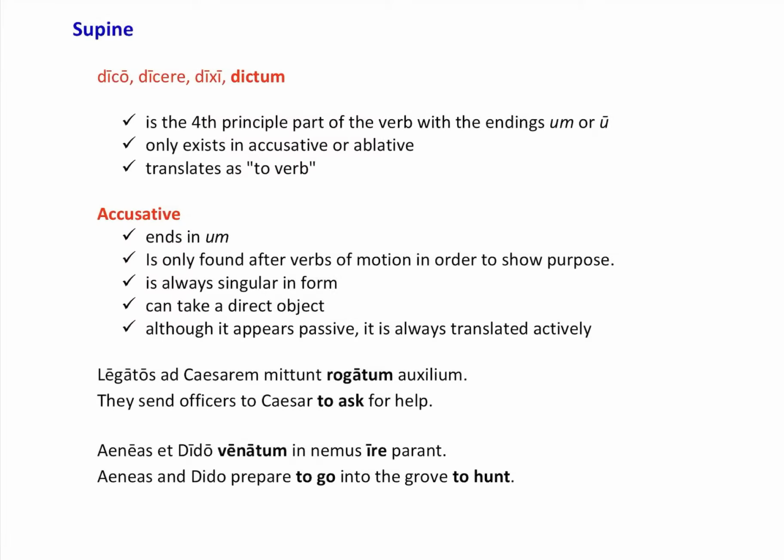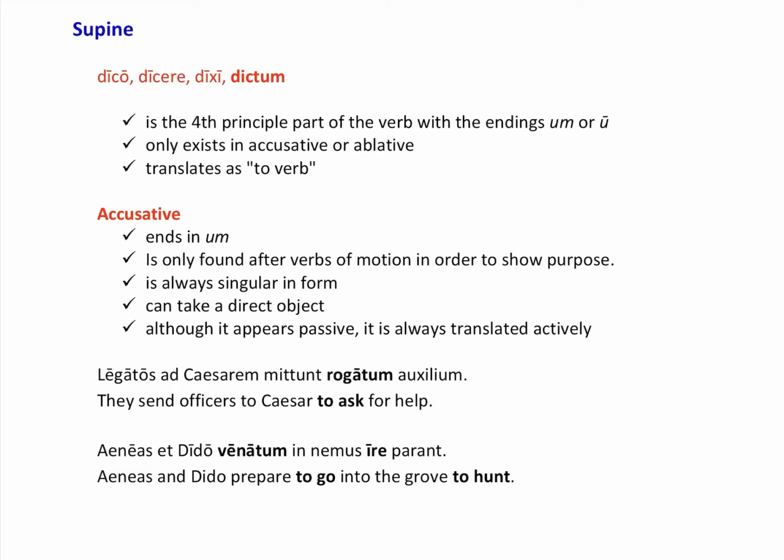So today we're learning about the supine. You already know a bunch of uses for the fourth principal parts of verbs. They are the base for the perfect, pluperfect, and future perfect passive verbs, as well as some of the participles and infinitives. Now there's another usage as well, and it's called the supine.